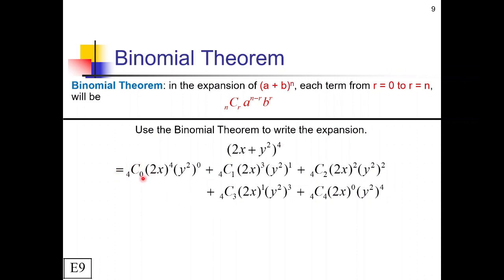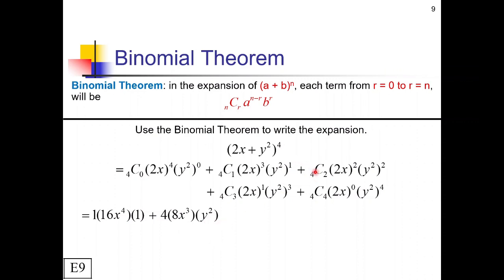4 choose 0, anything choose 0 is 1. 2x to the 4th power, that's going to be 16x to the 4th. Y squared to the 0, anything to the 0 power is 1. Moving on to the next one. 4 choose 1. Remember, when you have a 1 here, you just use the n value, so that's just going to be 4. 2x cubed, that's 8x to the 3rd power. And y squared to the 1 is just y squared.